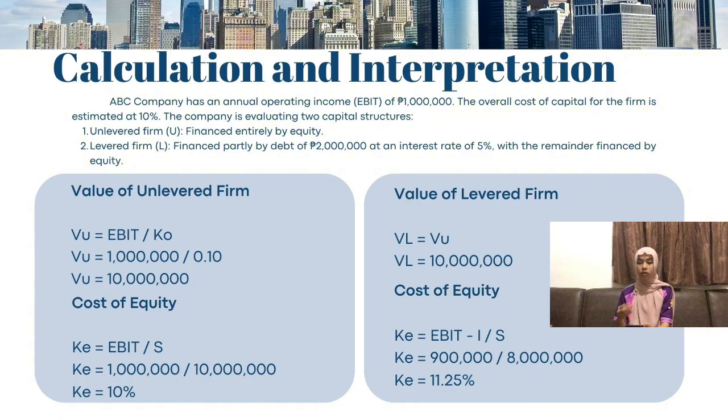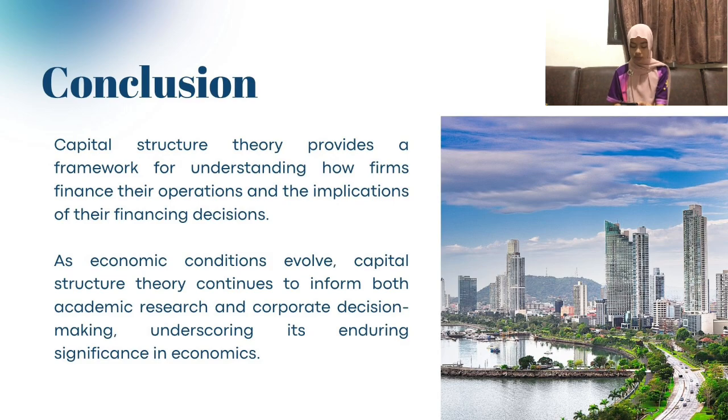That's where it revolves. So, in conclusion, capital structure theory provides a framework for understanding how firms finance their operations and the implications of their financing decisions. So, each company applies different approaches talaga. Whether it is the net income approach, the traditional approach, the net operating income approach, or the Modigliani-Miller approach, they apply those. So, it differs in every company or every firm.